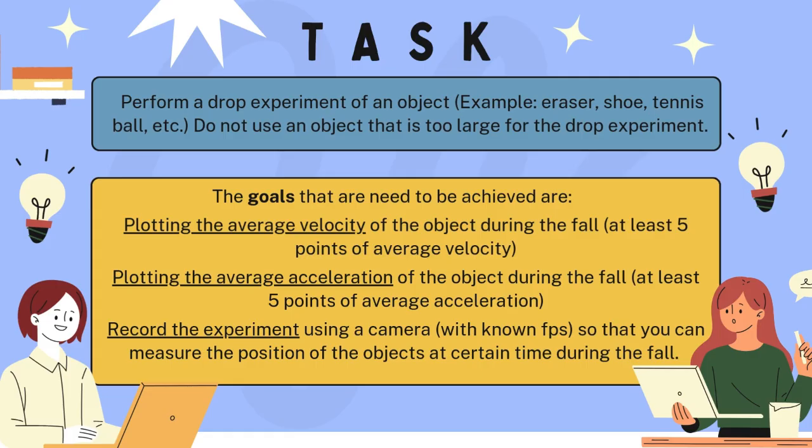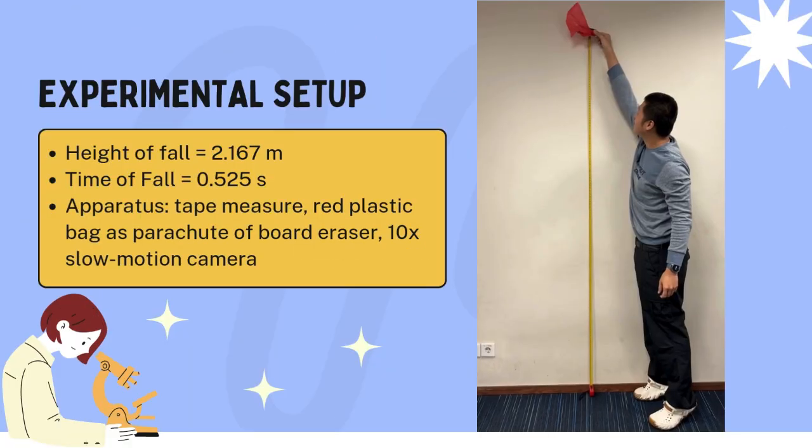The goals that need to be achieved are plotting the average velocity of the object during the fall, at least 5 points of average velocity, plotting the average acceleration of the object during the fall with 5 points, and recording the experiment using a camera so that you can measure the position of the object at a certain time during the fall.